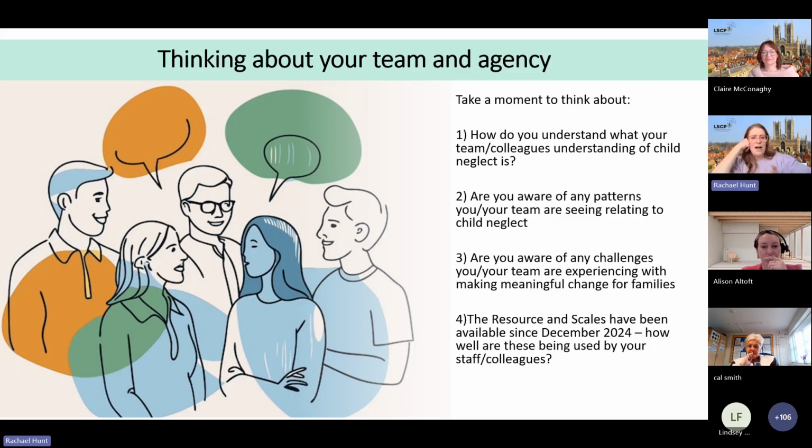So I've spoken for ages now. Again, another task for you to have a think about. Thinking about your team and your agency, how do you understand what your team or colleagues' understanding of child neglect is? Are you aware of any patterns that you or your team are seeing relating to child neglect? There's 4 questions, so take your time. If you put in your answer which one you're answering, that would probably be helpful. And then the 3rd question, are you aware of any challenges that you or your team are experiencing with making meaningful change for families?